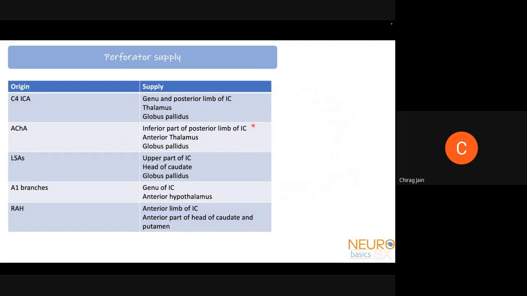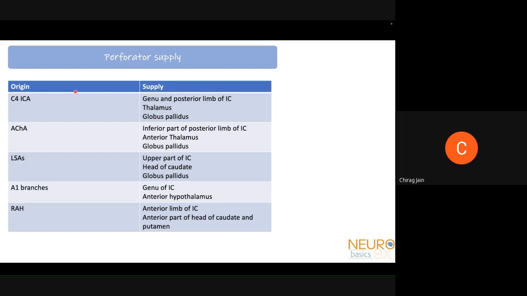Okay, so as we know, we saw multiple perforators, and it can be a little bit confusing as to what the different perforators are supplying. So here is a table which elucidates the different structures being supplied by different perforators. First of all, it's important to realize where these perforators arise from. Most of them arise from the circle of Willis itself.